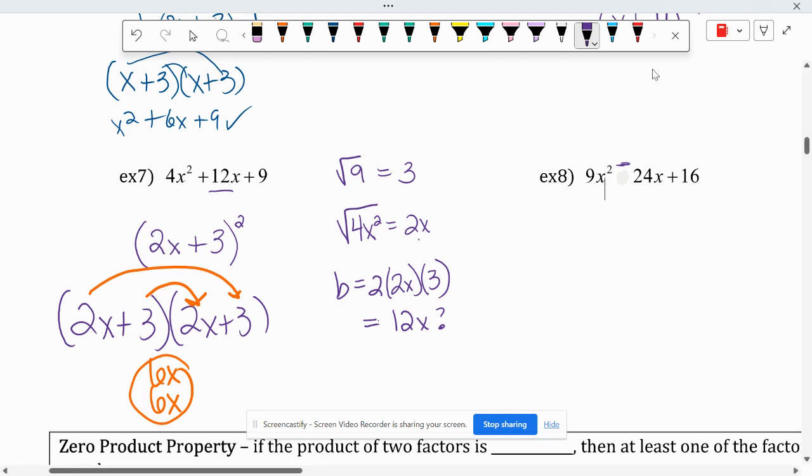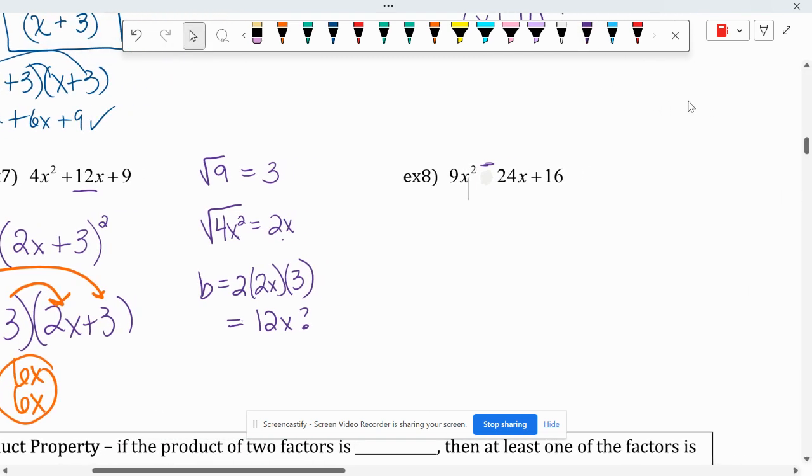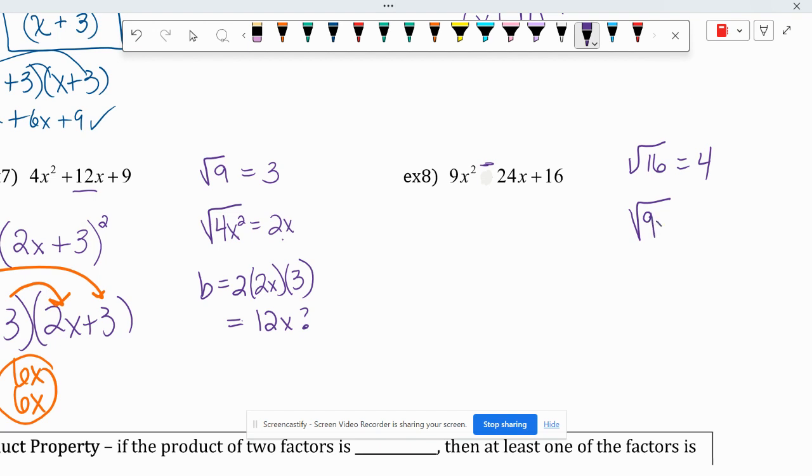So same idea. Let's take the square root of 16. What's the square root of 16? It's 4. What's the square root of 9x squared? 3x. Okay. So what's 4 times 3x? 12x. Times 2 is what? 24x. So the only difference is that this has a minus in front of it.